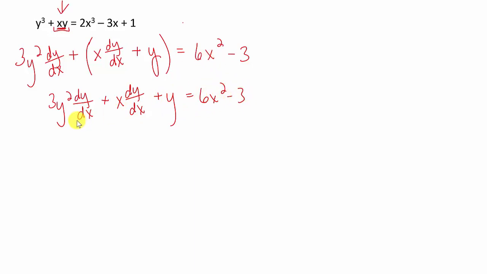Okay, so now I have a dy/dx and a dy/dx, and I want those two to stay on the same side, and they already are, but I want to be able to get them together and by themselves, so I need to move this y here.